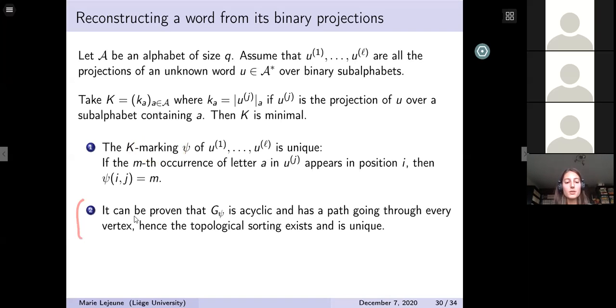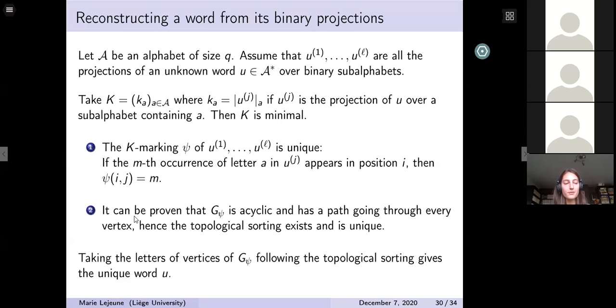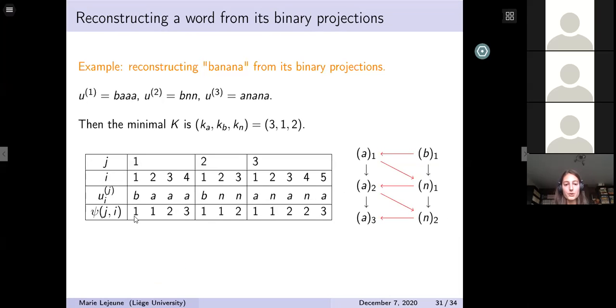And that's a little bit more technical, but that's still possible, and that's still true. So there is a unique topological sorting of the graph. And as in the example, you follow the topological sorting, and it gives you the unique word U. So let's go back to our example, banana.